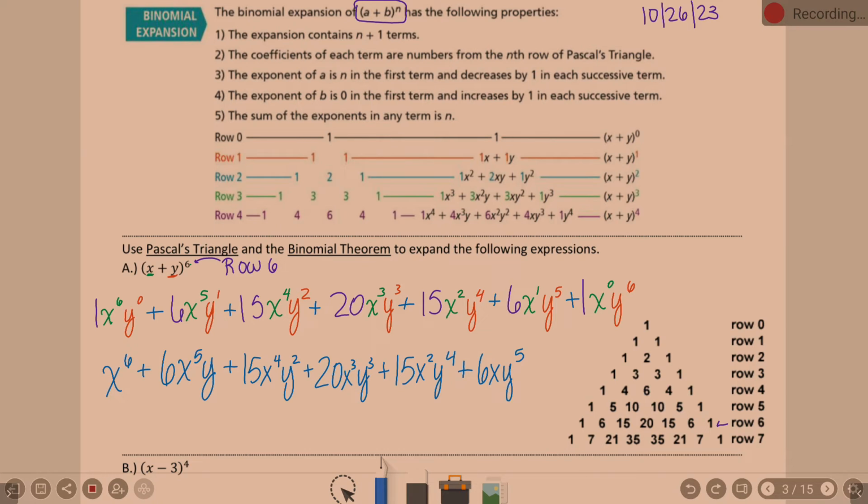And what's this last term? Yeah, I don't need to write a 1. x to the 0 is just 1. So it's just y to the 6th.